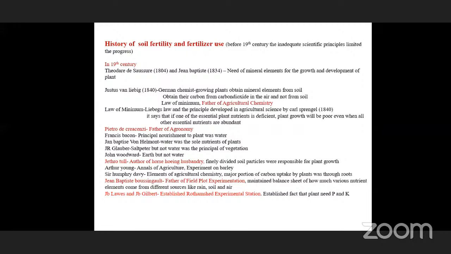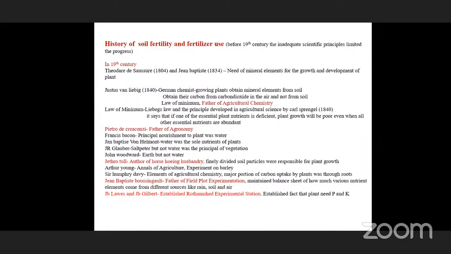And then Arthur Young made experiments on barley by giving many organic nutrients to the barley plant, and then he explained these results, these findings, in his publication, that is Annals of Agriculture. So the publication of Arthur Young is Annals of Agriculture, and the experiment he did was on barley. Next, Sir Humphry Davy also explained about Elements of Agricultural Chemistry. He said that the major portion of the carbon uptake by plants was through roots.